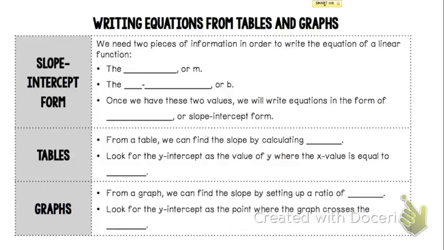Okay, so slope-intercept form. We need two pieces of information in order to write the equation of a linear function. The first thing you need is the slope, or m. M stands for slope. The second thing you need is your y-intercept, which is b. Once you have these two values, we will write an equation in the form of y equals mx plus b. And remember, m stands for slope and b is your y-intercept.